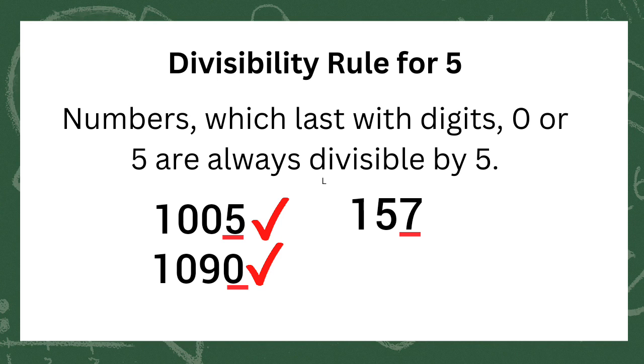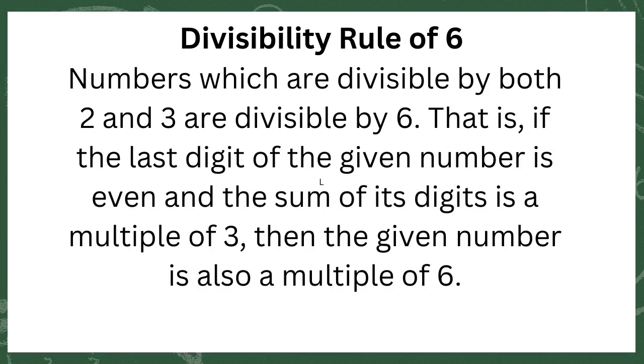This is pretty straightforward. The divisibility rule of 6. Numbers which are both divisible by 2 and 3 are divisible by 6. So a number that satisfies the rule for 2 and 3 will be divisible by 6. Remember that for a number to be divisible by 2, it must be even, meaning the last digit must end with 2 or 4 or 6 or 8 or 0. And for a number to be divisible by 3, the sum of the digits must be divisible by 3.